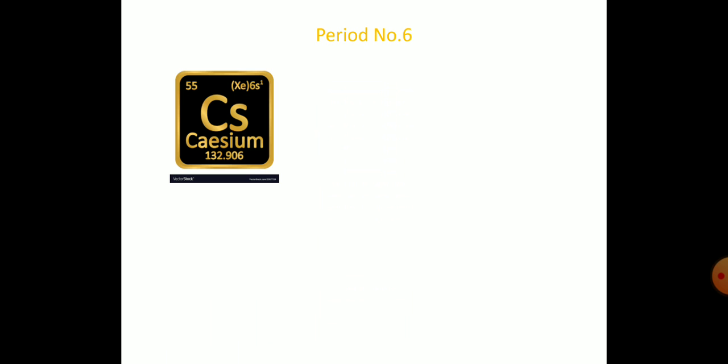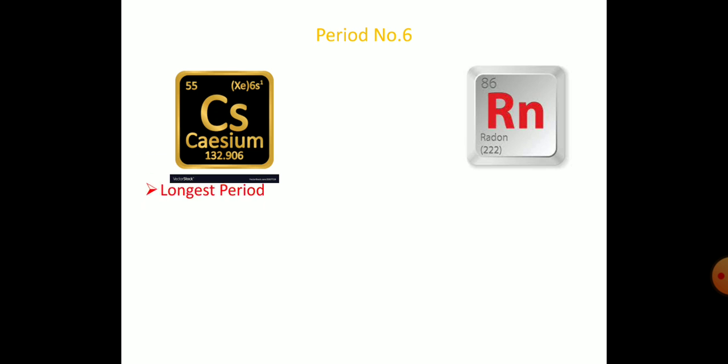It is 55. And the final element of period number 6 is radon. Its symbol is Rn. Atomic number is 86. So the elements starting from cesium to radon make the 6th period. It is the longest period because the maximum number of elements are present in period number 6.